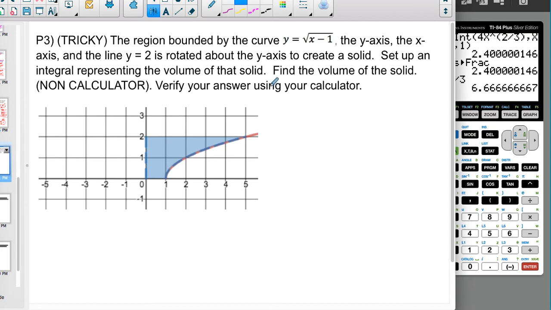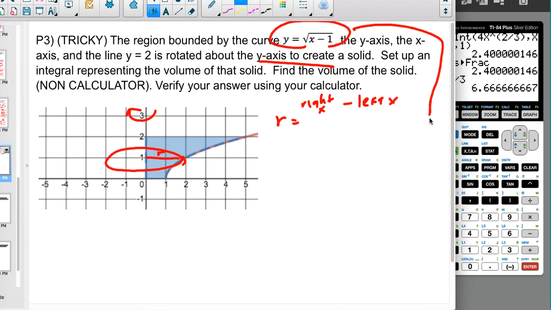All right, so this is another tricky one, okay? So we have this region, right? This is y equals the square root of x minus 1, and it's rotated about the y-axis, so you're going this way. That means that your disk is going to look like this. That means your radius has to be right minus left, right? Because it's horizontal, so it has to be the right x minus the left x, which means that you need to solve this for x, right?